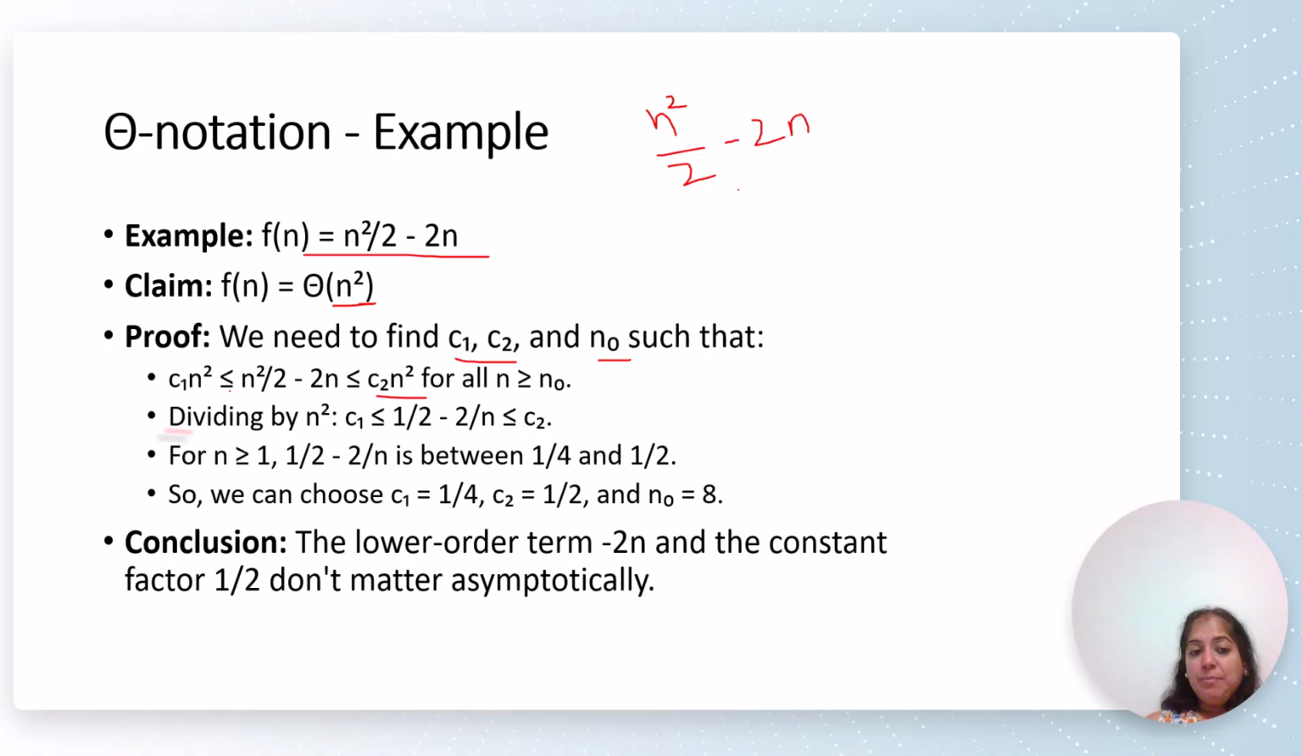Now, it means for n greater than or equal to 1, because n has to be a positive value, 1 over 2 minus 2 over n will be between 1 over 4 and 1 over 2, right? So we can choose C1 as 1 over 4 and C2 as 1 over 2 and n naught becomes 8. So it is correct to say that n squared gives you the tighter bound, or the theta notation, for this one.